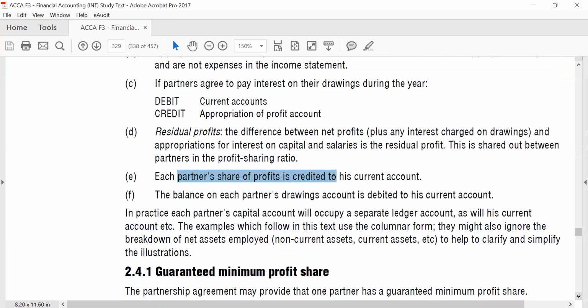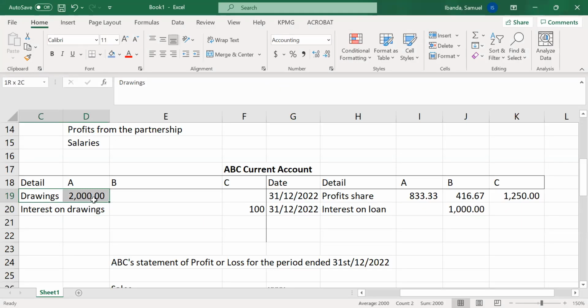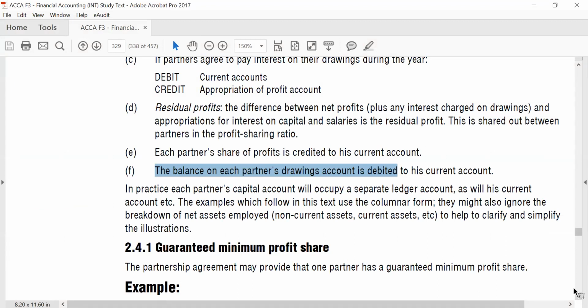And they're telling us the balance on the partner's drawing account is debited to his current account. So we also saw that when it came to the drawings, we already brought a drawing here. In case we had drawings, that's what they are trying to mean, how we debit our current account. Okay.